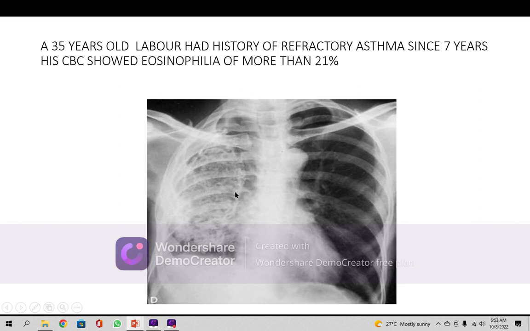The primary pulmonary eosinophilic pneumonias or eosinophilic pneumonias or hypereosinophilic syndromes are all included in this. Management is the same as far as the pulmonary eosinophilia is concerned.